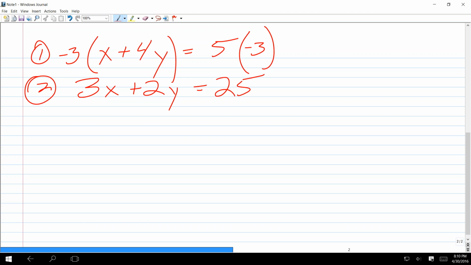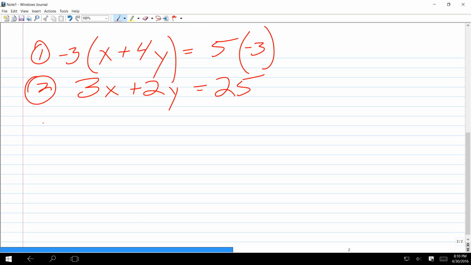I have a question. Why would you use -3? Because it's easier to add equations together than it is to subtract. You can do either one. And I could use +3, but I'm going to show you the advantage of using -3 here.